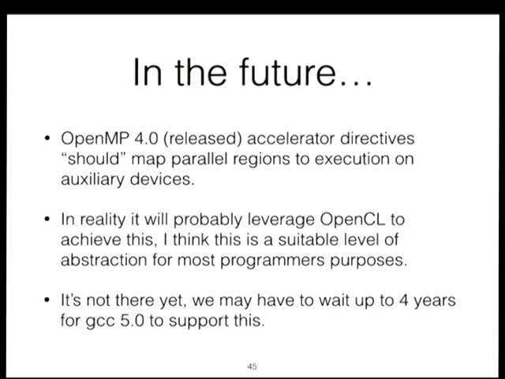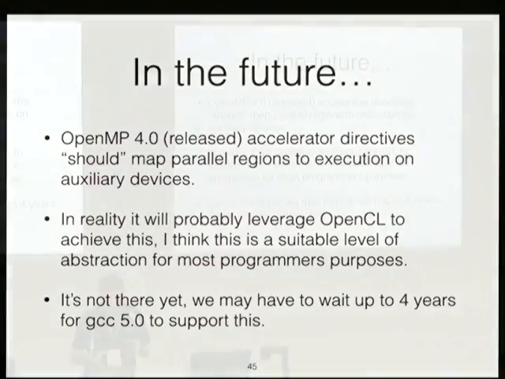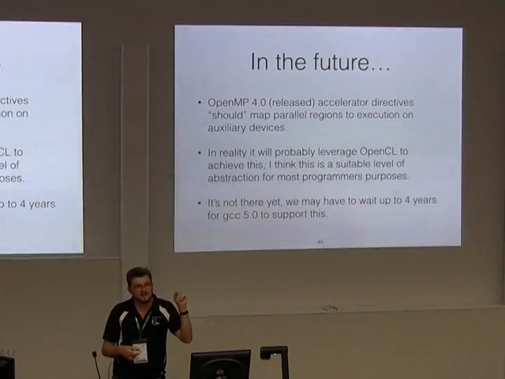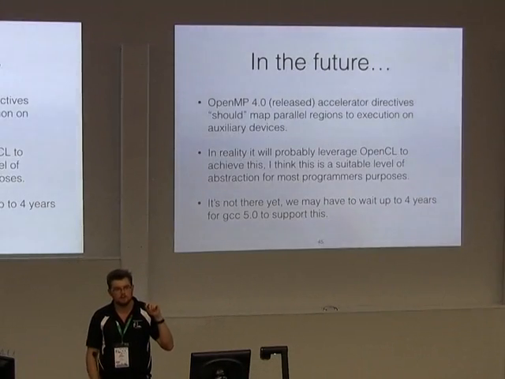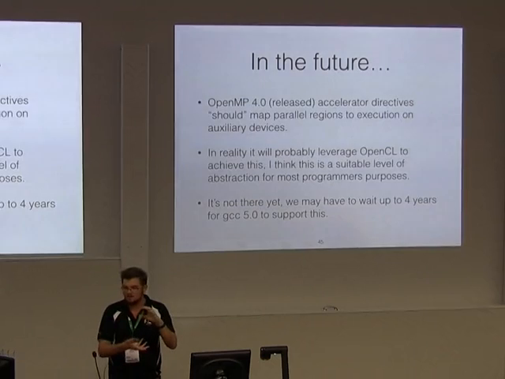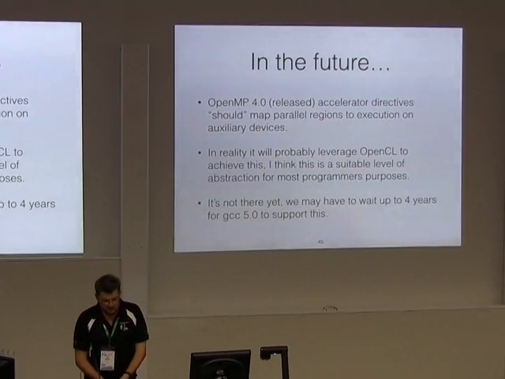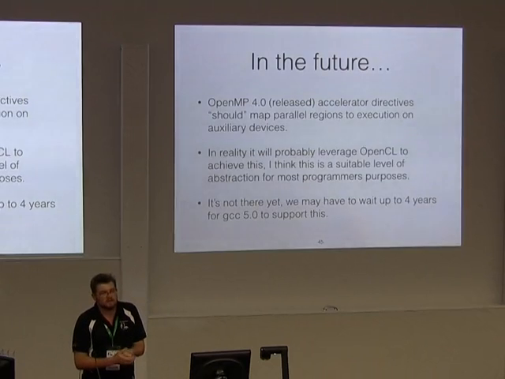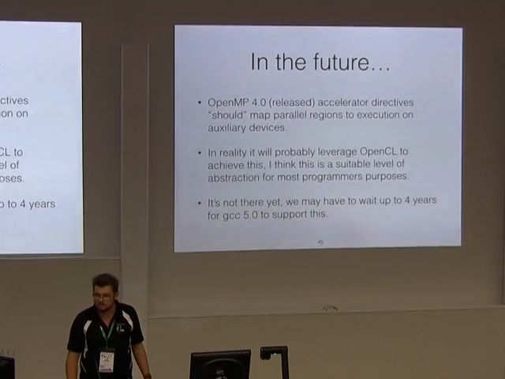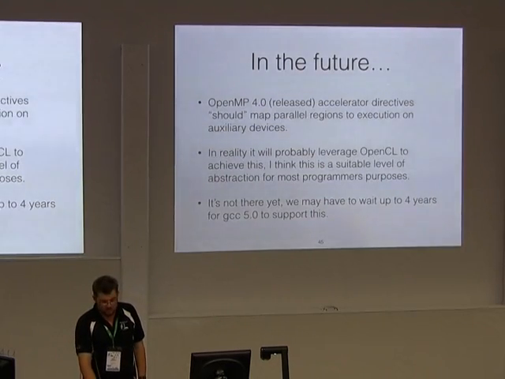In the future, OpenMP 4.0 released accelerator directives, and that should map parallel regions to execution on these auxiliary devices. So instead of doing pragma omp parallel for, you can do pragma omp parallel accelerator, and that should map to something that would run automatically on the device. In reality, that'll probably leverage OpenCL to do this. And I think that high level abstraction would be sufficient because OpenMP gets away with that granularity of parallelism. But it's not there yet. I think we have to wait a few more years before it'll be supported.